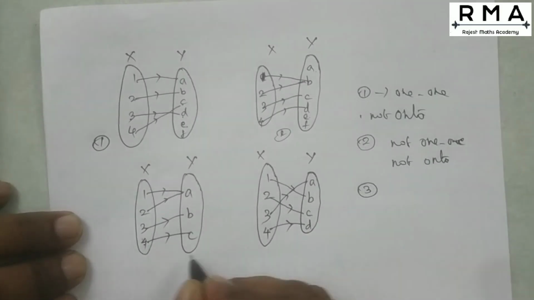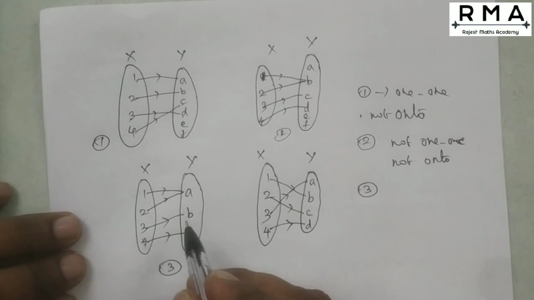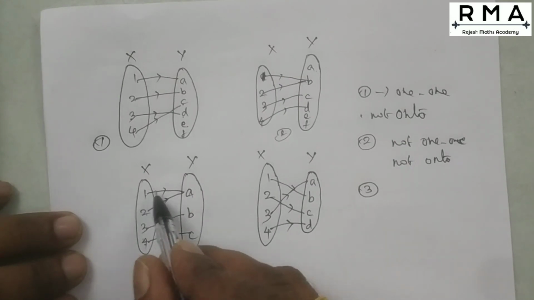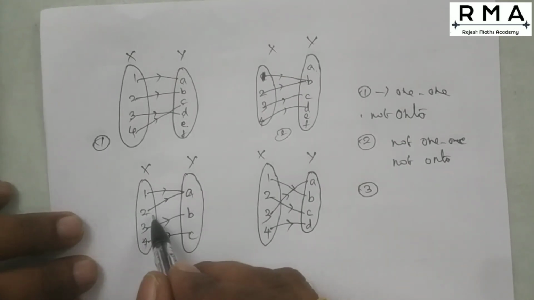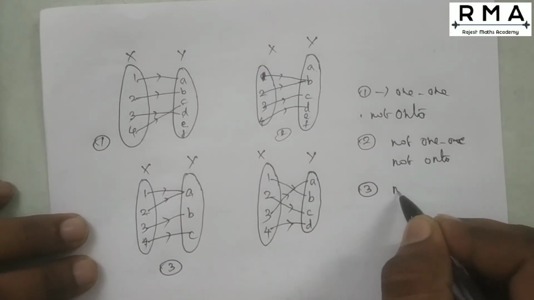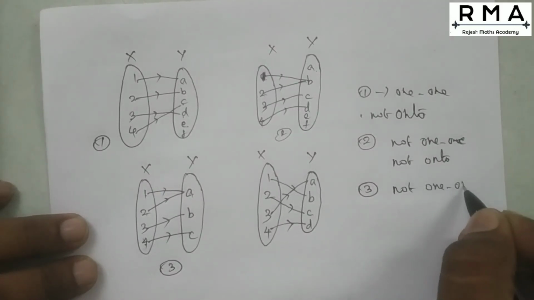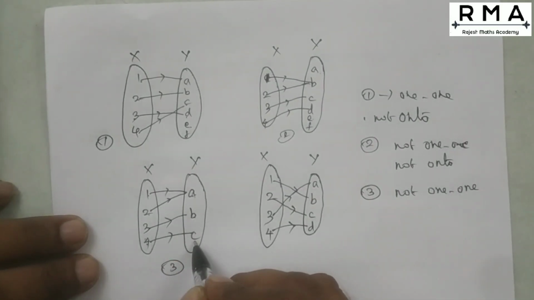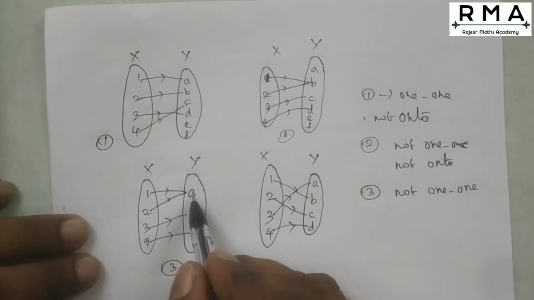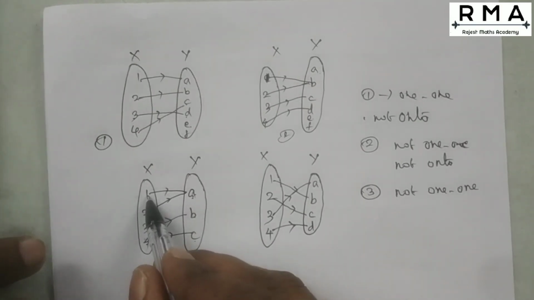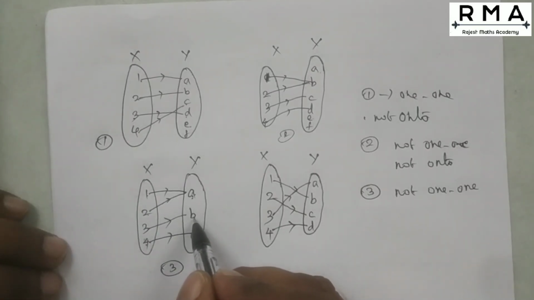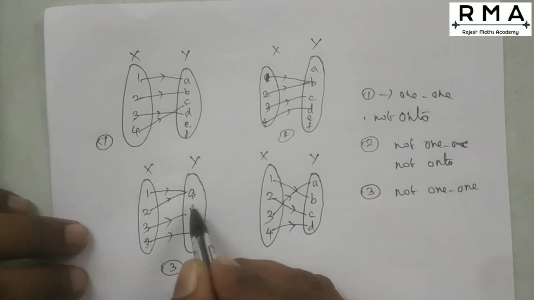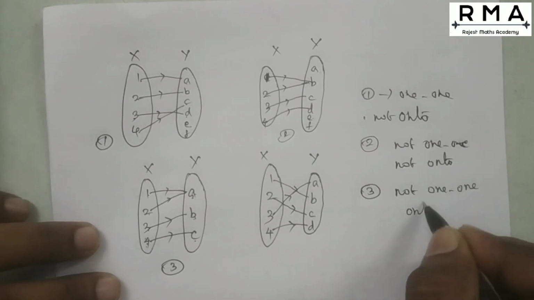Next, question number 3. What about one-one or onto here? See that 1 has A as image, 2 has A as image, so the images are not distinct. So I can say that the third is not one-one. What about onto? A is mapped, B is mapped, C is mapped. A is an image of some element, 1 and 2, no problem. Similarly, B is an image of 3, C is an image of 4. No elements are left unmapped, so clearly I can say that it is onto.